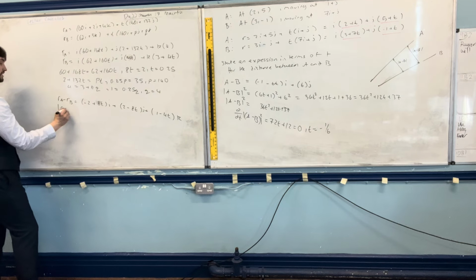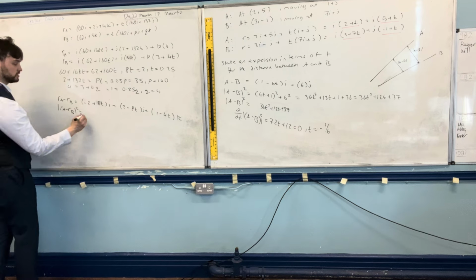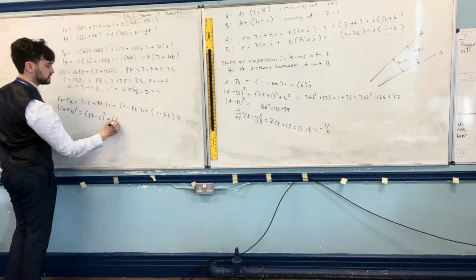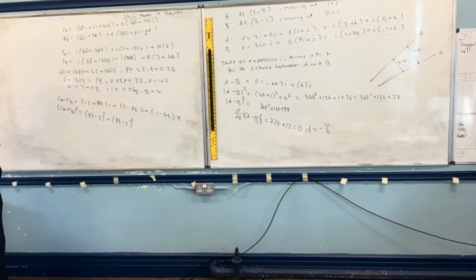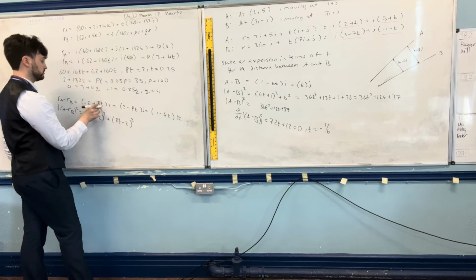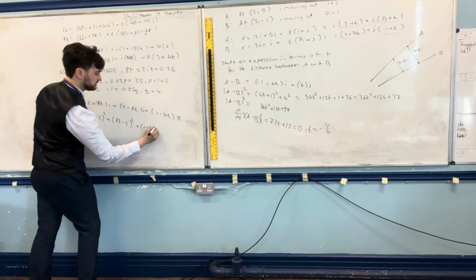So then we take the magnitude of RA take away RB squared. So this would be 8t minus 2 squared plus 8t minus 2 squared. Oh, that's convenient. Yeah, that is really convenient actually. And then 1 minus 4t squared.